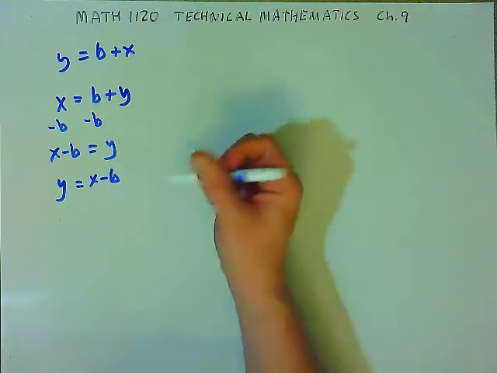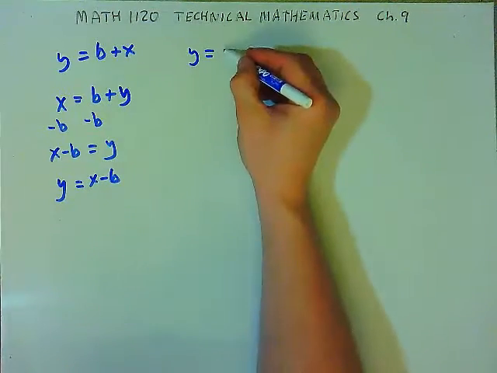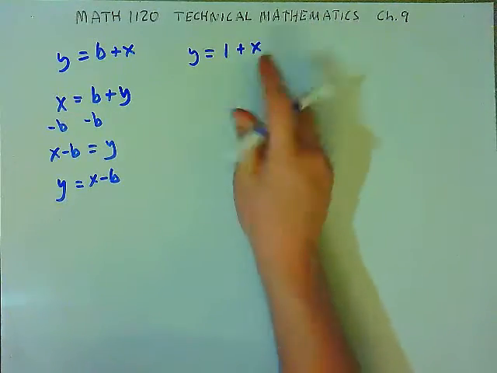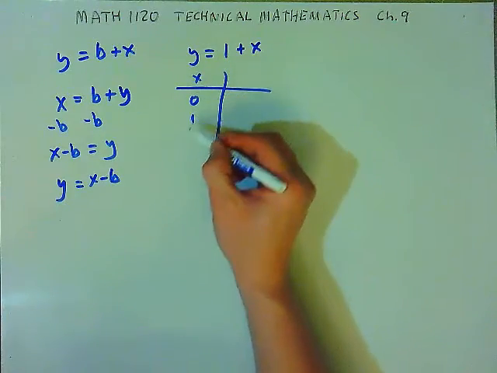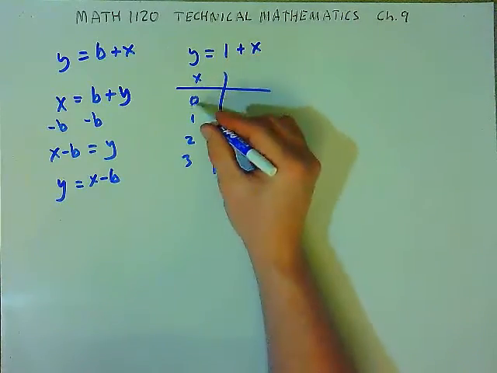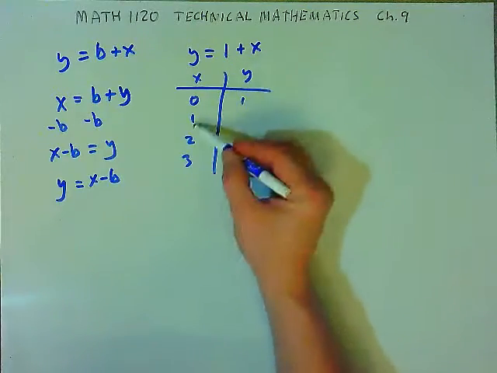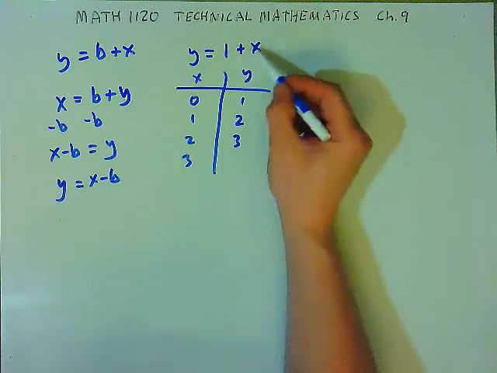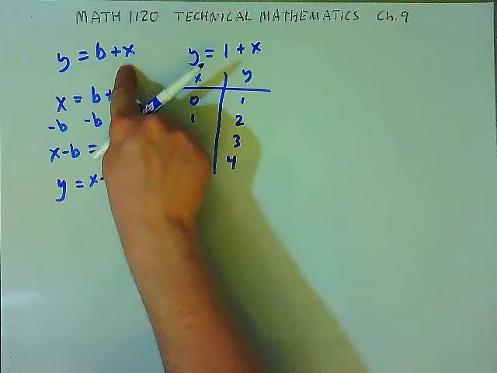And that would give us y. And so, for example, let's say that y equals, let's let b be 1, okay? Let b be 1, and we're going to be adding x, right? So if we look at this function, if x is, let's say, 0, 1, 2, or 3, when we add 1 to x, we're going to get 0 plus 1, which is 1. That'll be the value of y. 1 plus 1 is 2. 1 plus 2 is 3. And 1 plus 3 is 4. Right? This is the original function, the addition function.